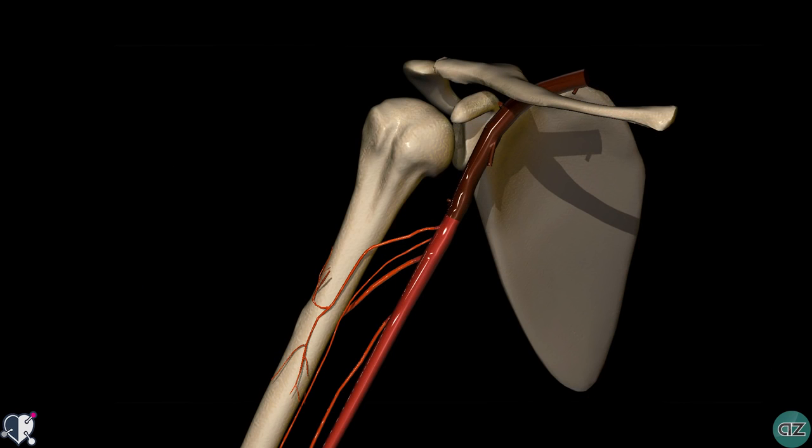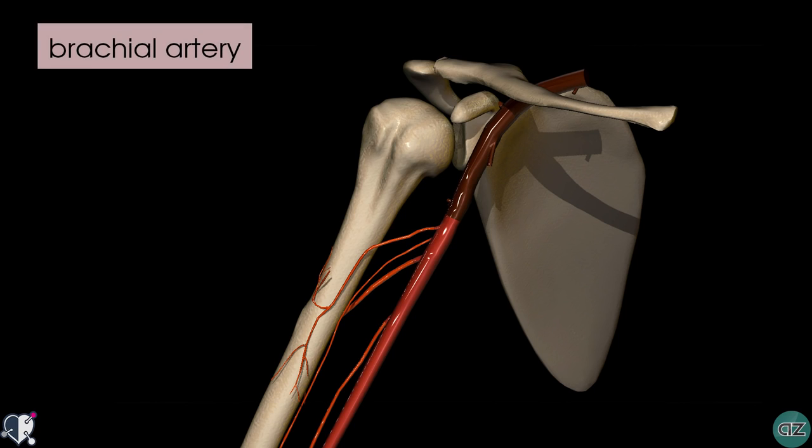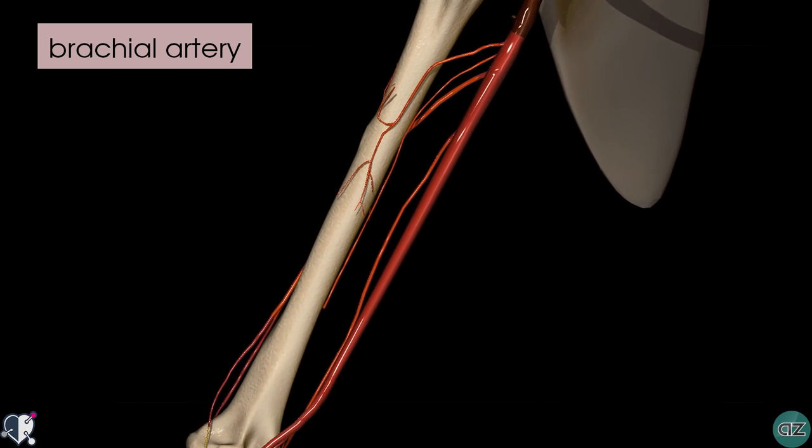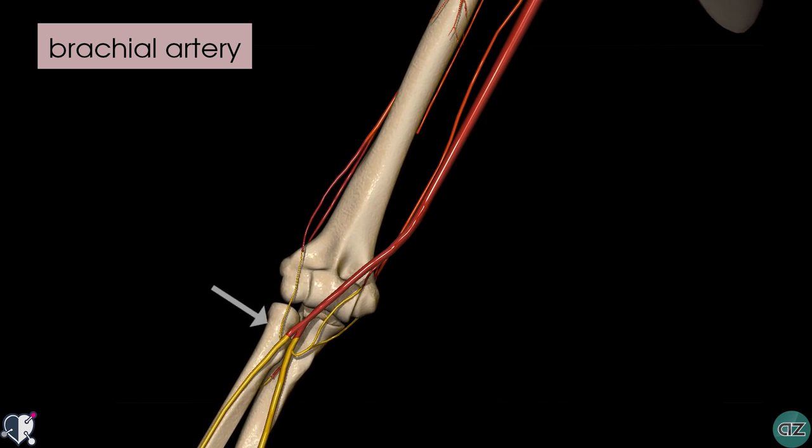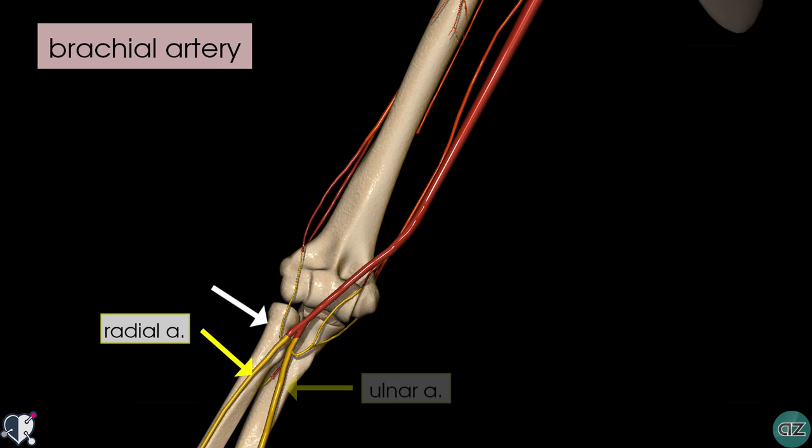The axillary artery then becomes the brachial artery at the level of the lower border of the teres major muscle, which marks the lower boundary of the axilla. The brachial artery runs down the arm to end at the level of the neck of the radius, where it then divides into the radial and ulnar arteries.